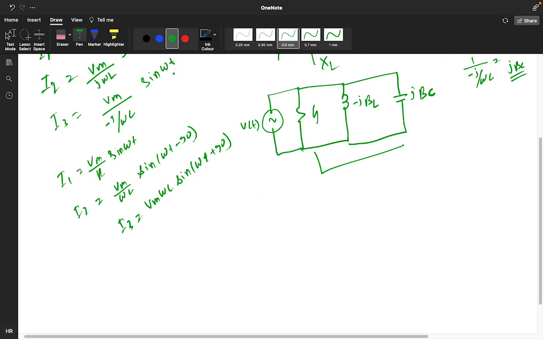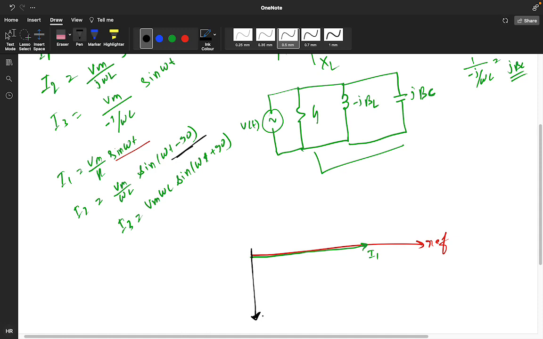So for a phasor, this is your reference point. See, I1 will be with respect to the phasor only, because 0 degree is there. So you are getting your I1 here. What about your I2? Minus 90 degree. That means it will lag, I2 value. And what about your I3? It will lead.